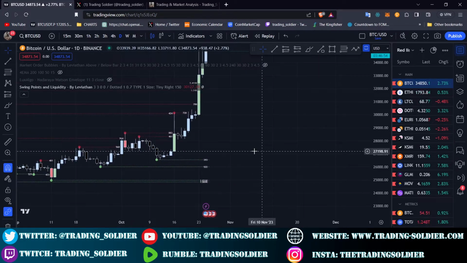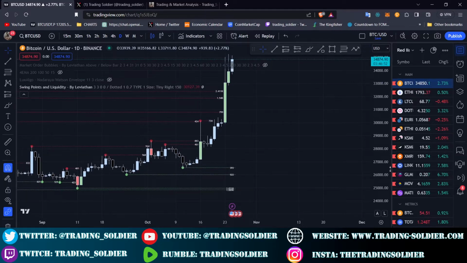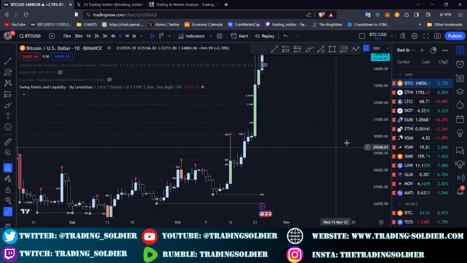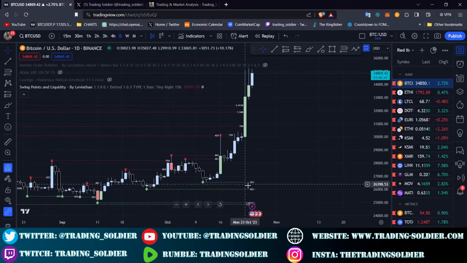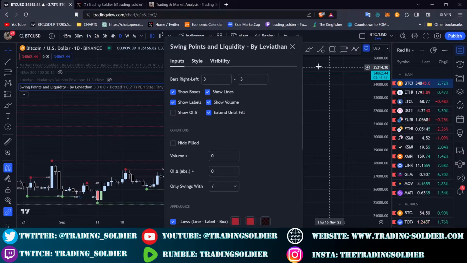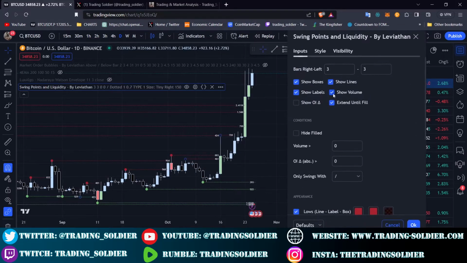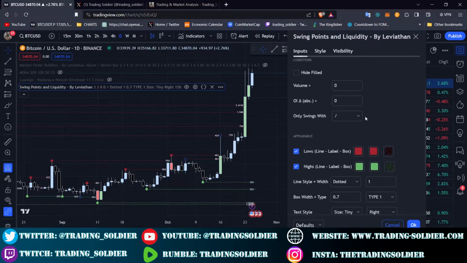For example, here we have this swing point at the bottom before the recent push higher of Bitcoin. We have 393 Bitcoin traded there, so it's very important to turn this on. Also, you can switch off the volume and show the open interest if you prefer, and you will see the open interest that was traded on those swing points. But I prefer to use volume.